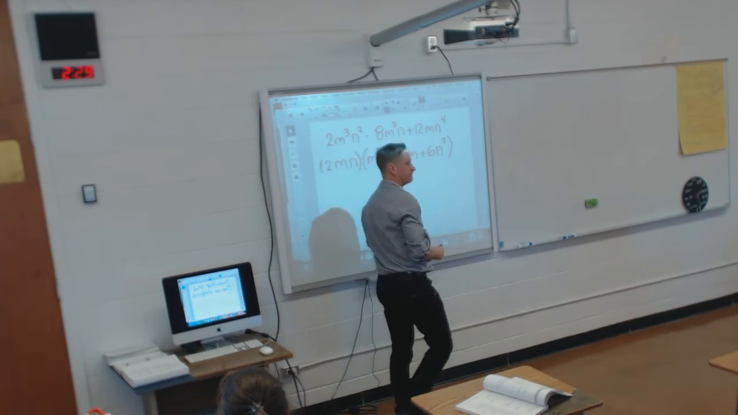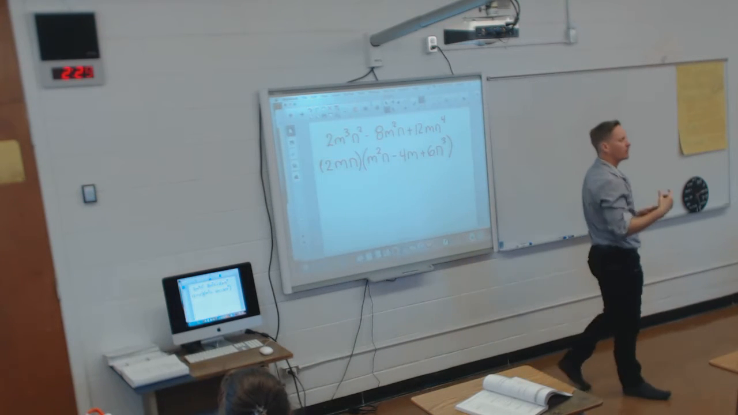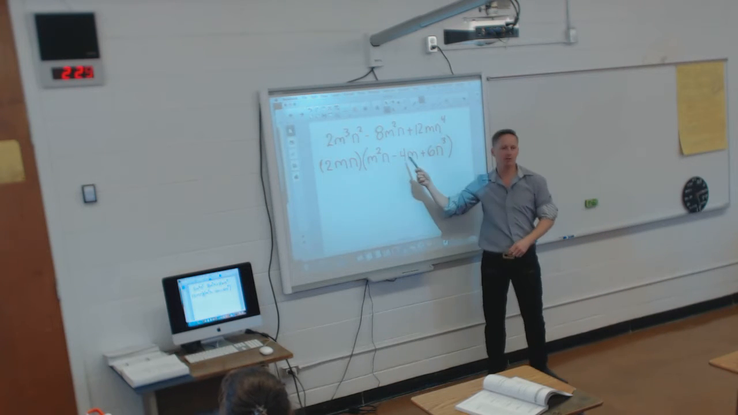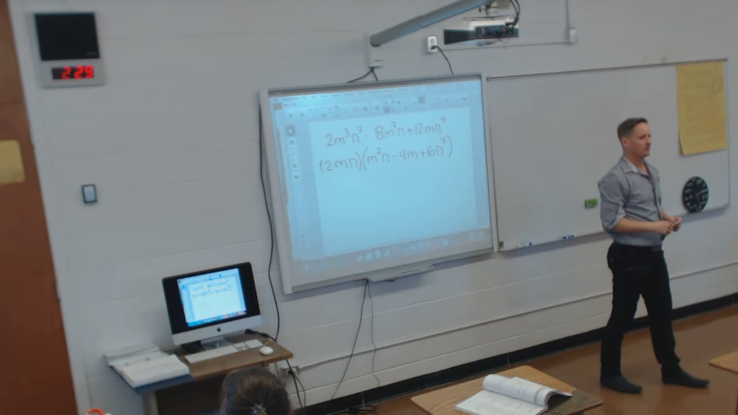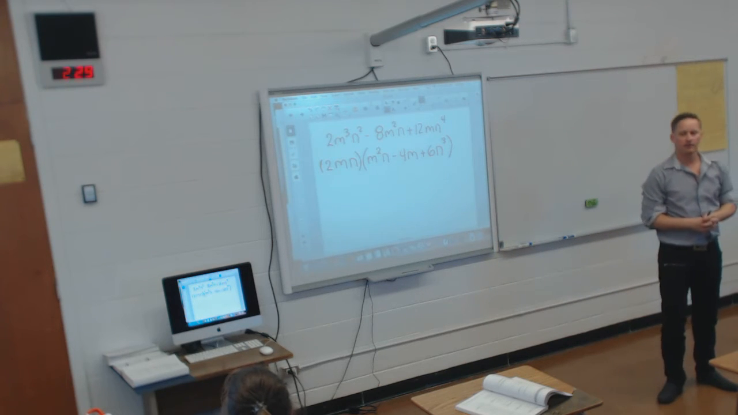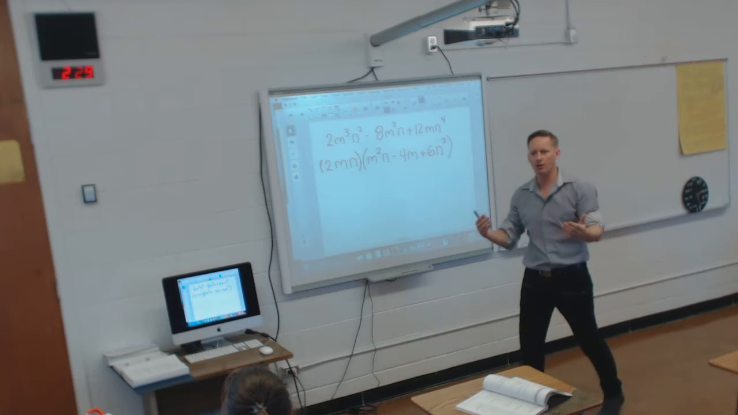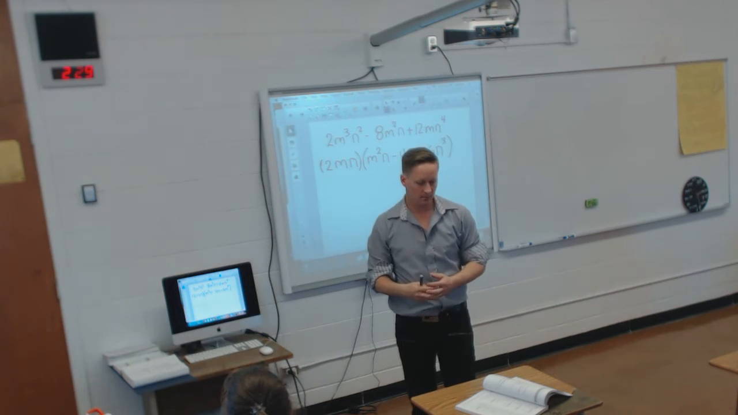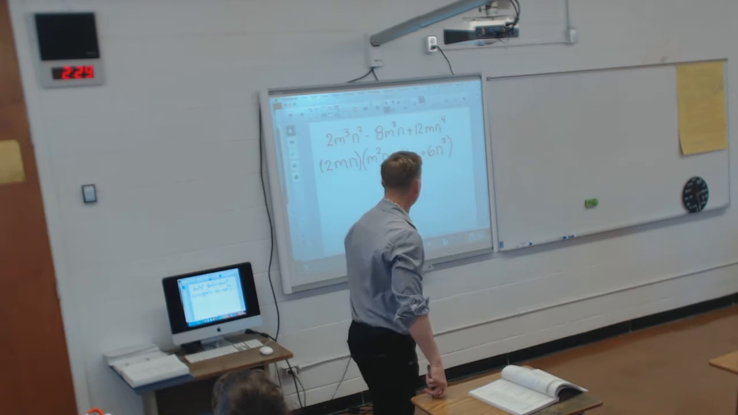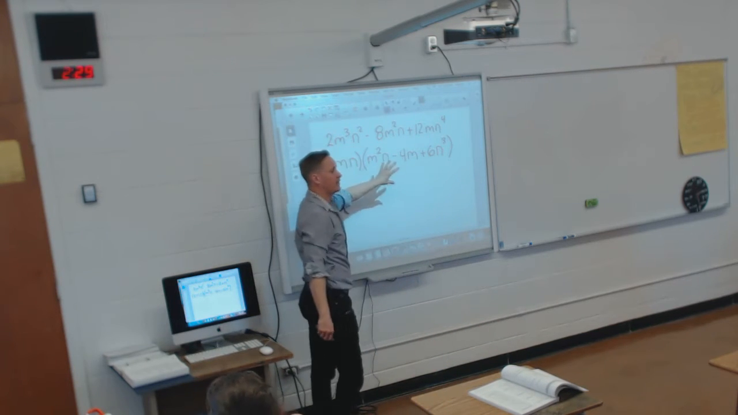How are we doing? This is the opposite of what we did yesterday. Yesterday we started with this and we multiplied it through. Today we're working backwards from what we did yesterday. This is the dividing part. This is called factoring. Any questions about this?